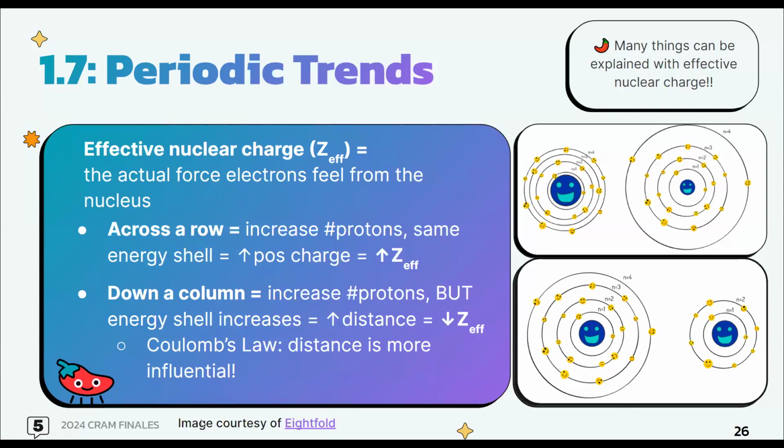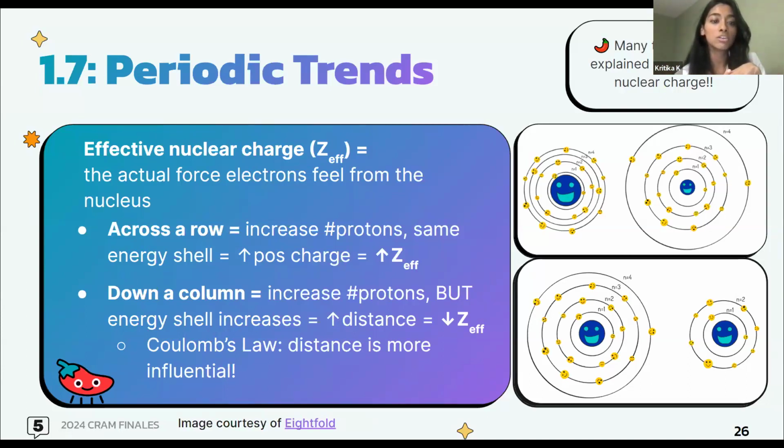So the first thing we're going to talk about is effective nuclear charge, which is also written as Zeff. I know some people pronounce it as "zef," but this means the actual force that electrons feel from the nucleus. So when we're talking about the force electrons feel from the nucleus, we know that the nucleus is positively charged because of the protons there, and the electrons obviously are negatively charged, so they do have an attractive force between them. And this is referring to the attractive force within one molecule itself.